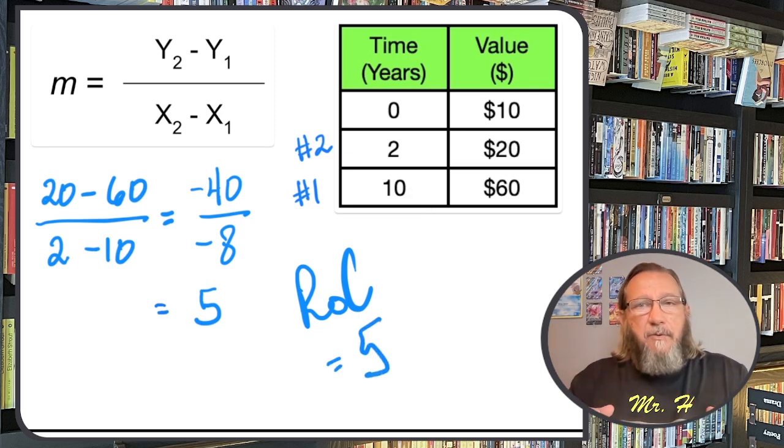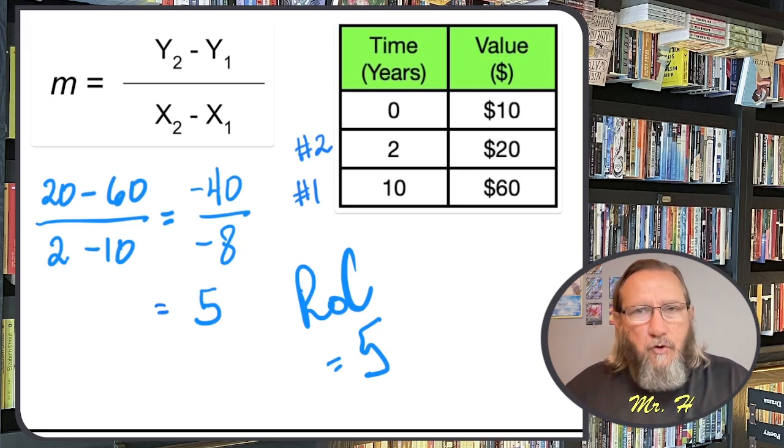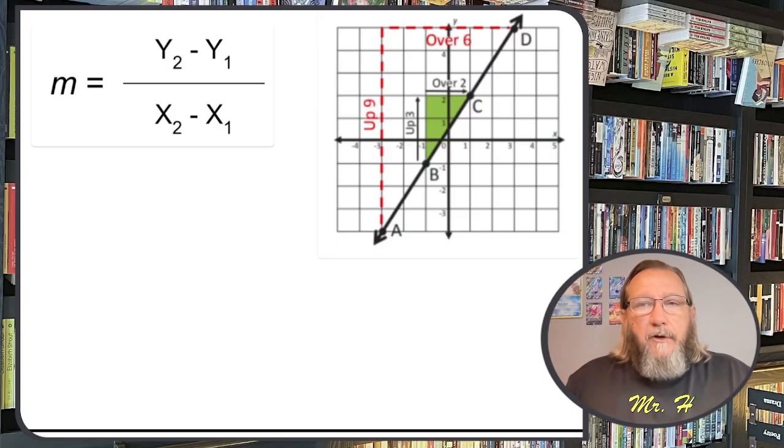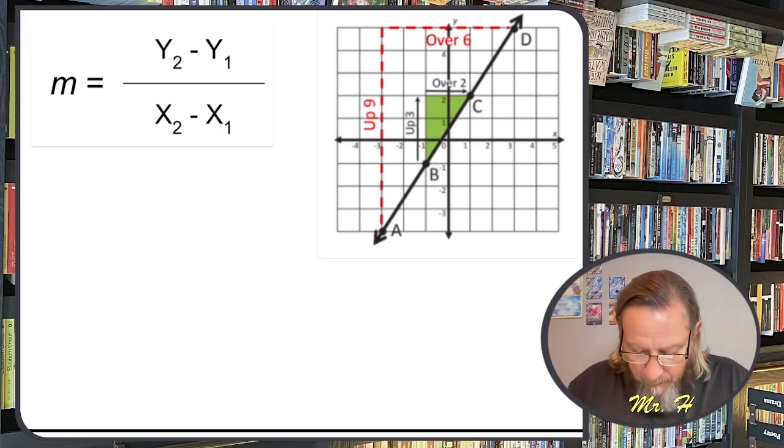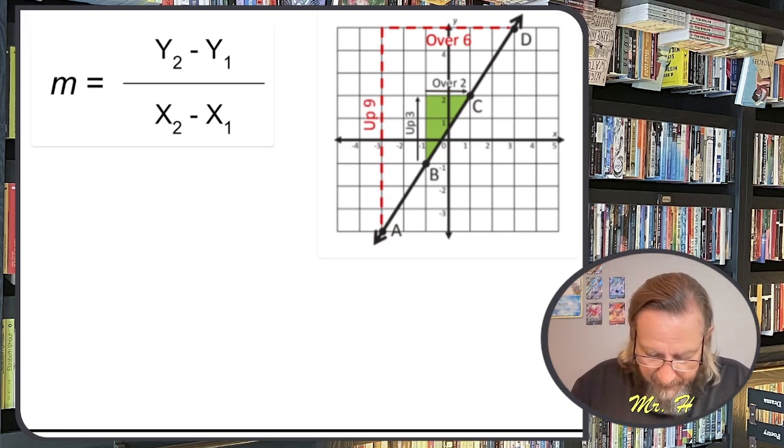That is a couple of problems involving tables. Let's transition to graphs. I would anticipate graphs will be a little bit easier to do, simply because we have grids that we can look at and simply count spaces. And this first example is proof of that.